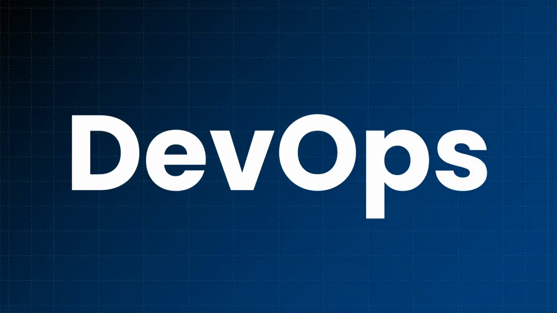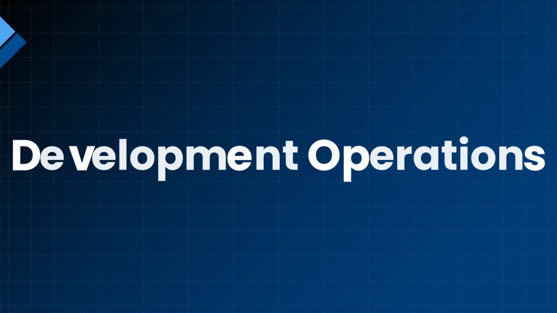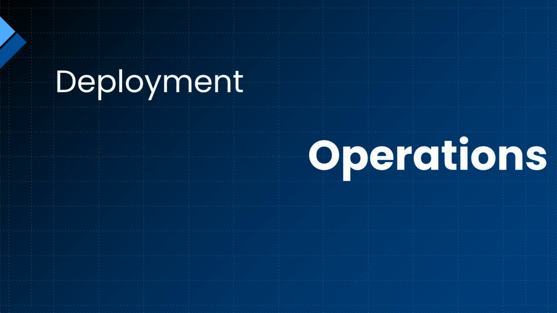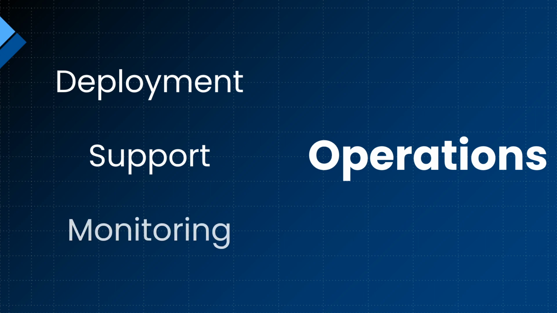DevOps is a combination of the words development and operations. Development, those are things that we all know and have done before: planning, software design, writing code, and then testing it. We know all about this. Operations, however, involves things like deploying your code, so the whole deployment pipeline that we just talked about, supporting it, so responding to bug tickets on call, and monitoring, so things like logging and observability.